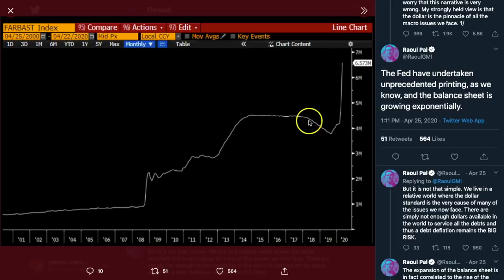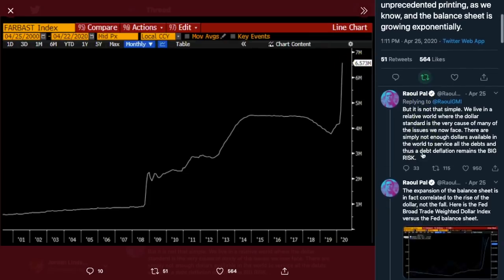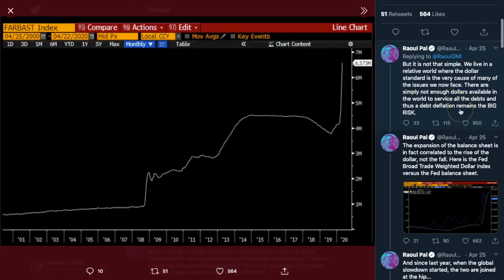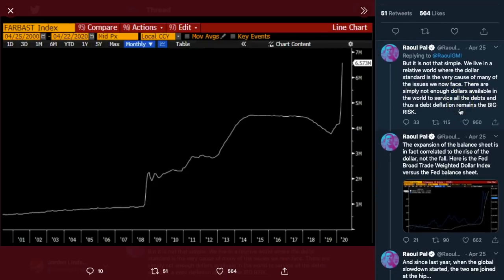And as soon as they started tapering, what happened? It caused a dollar shortage. And look what the response has been. We're up to $6.5 trillion. He says it's not that simple, though. We live in a relative world where the dollar standard is the very cause of many of the issues we now face. There is simply not enough dollars available in the world to service all the debts plus interest, and thus a debt deflation remains the big risk.